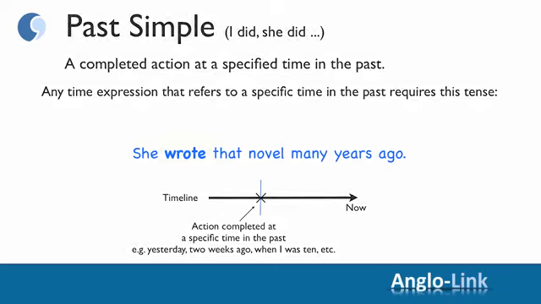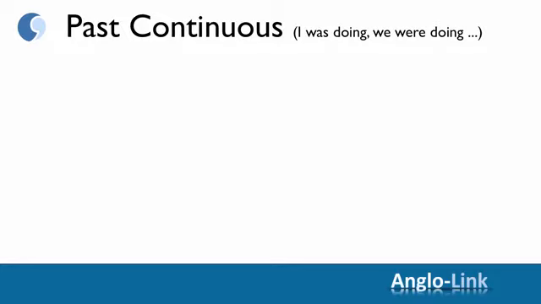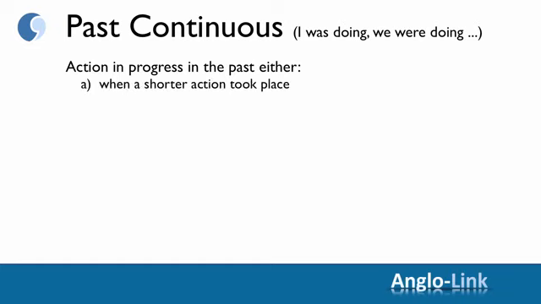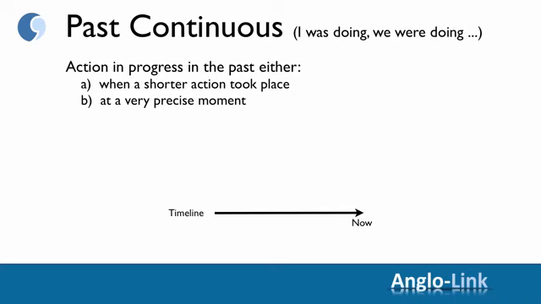Okay, moving on now to past continuous. I was doing, we were doing, etc. As you will remember, this is an action in progress in the past, either when a shorter action took place or at a very precise moment. Let's look at the timeline. She was writing that novel when she became ill.